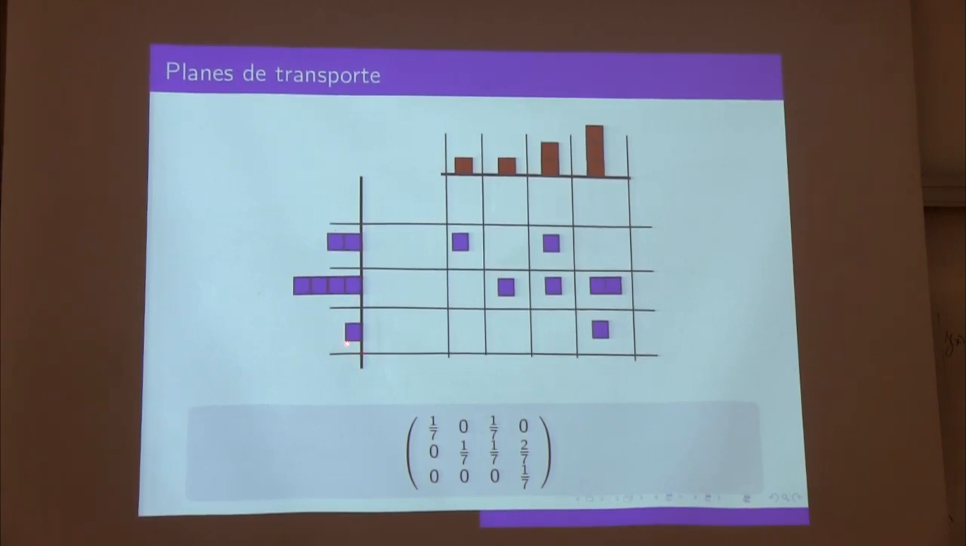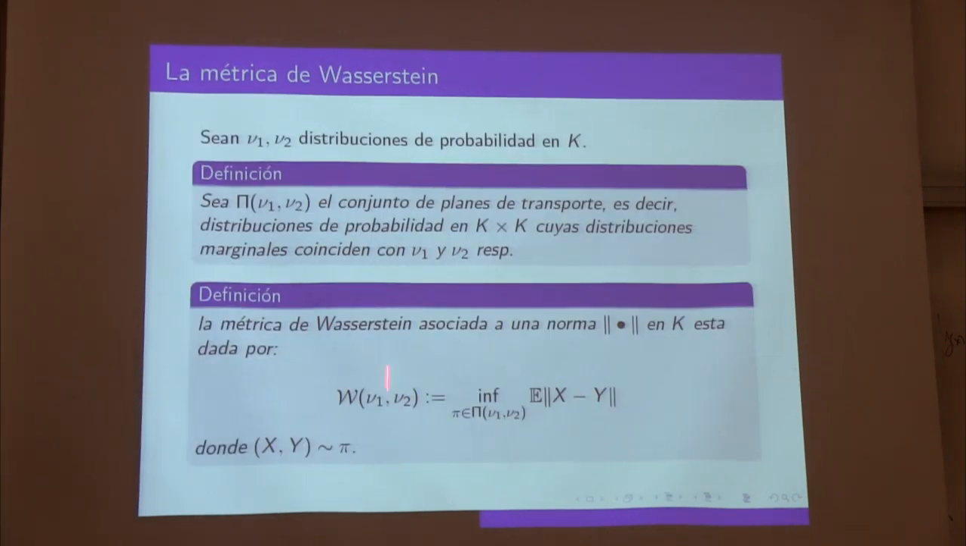If I have 2 measures, anything, not really discrete ones like this one, but just 2 measures, nu1 and nu2, the space of transportation plans between them is precisely the collection of probability distributions in the product whose marginals coincide with nu1 and nu2, just like in the previous picture that we saw. Okay, and then I define the Wasserstein metric associated to a norm in K.